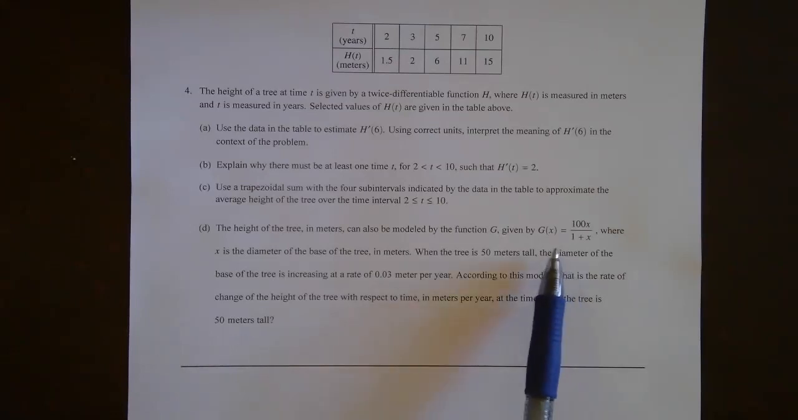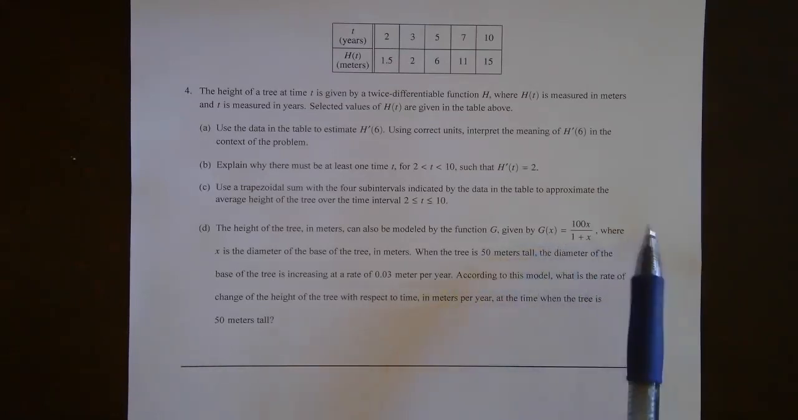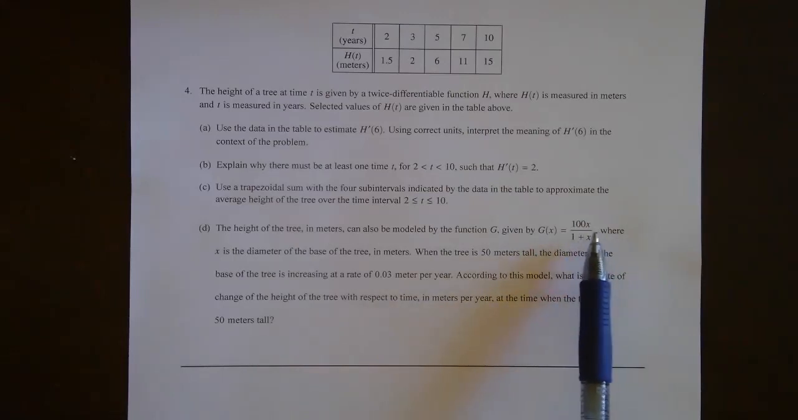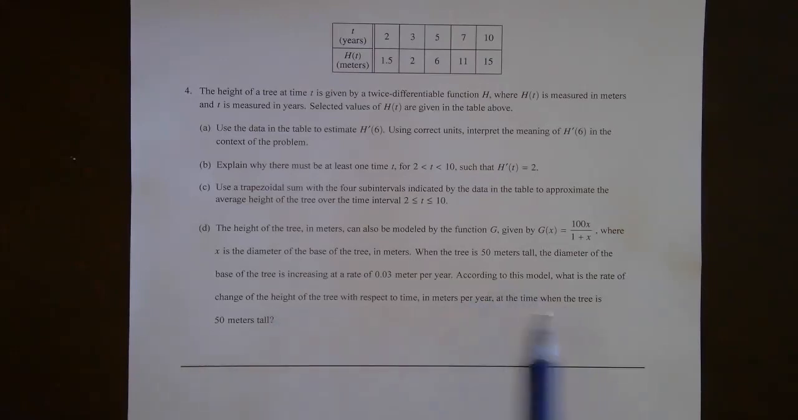Now, g and g of x are the same thing. So the height is determined by the diameter of the base of the tree from this formula. And they're telling you that the diameter is increasing 0.03 meters per year. So if x is the diameter of the base, then this would be dx over dt, because they're telling you how this is changing, right? It's increasing 0.03 meters per year. Let's go to our paper and try to answer part D.